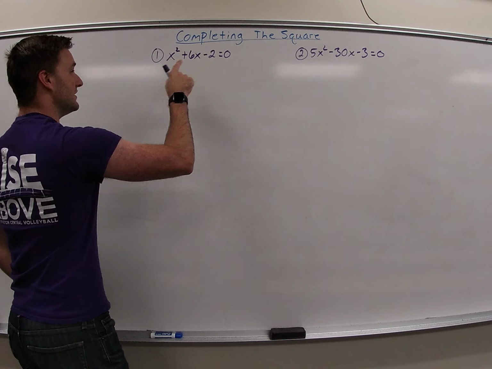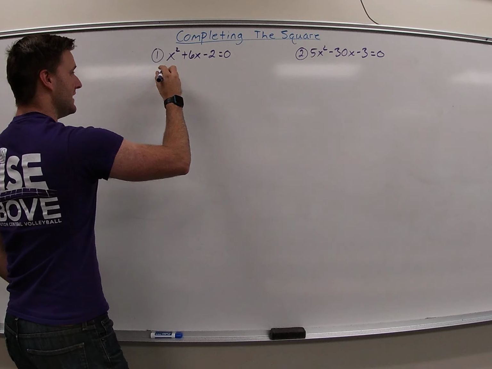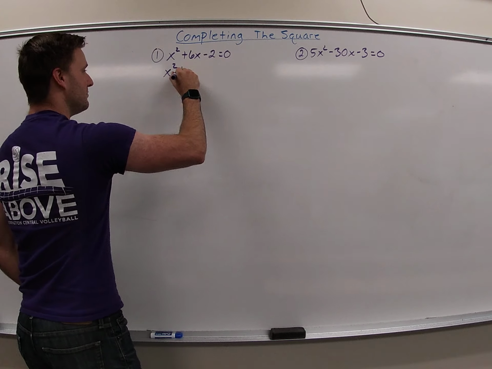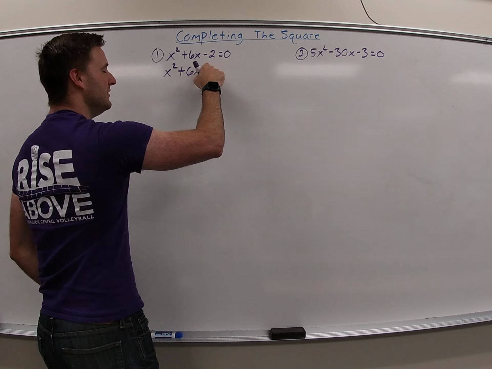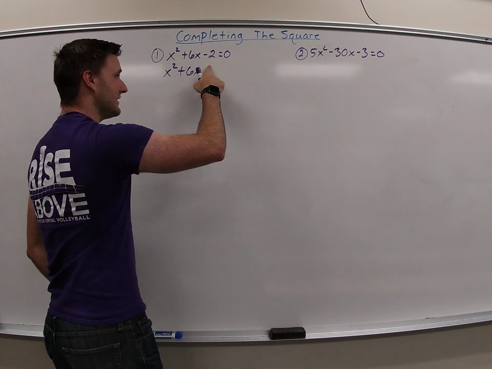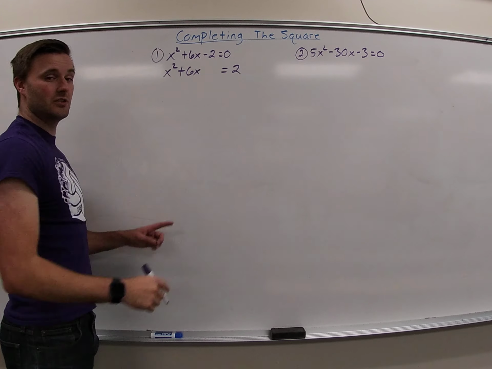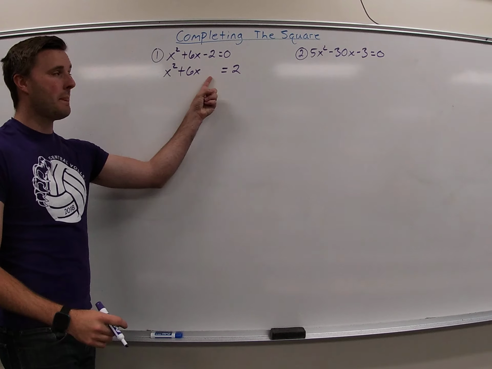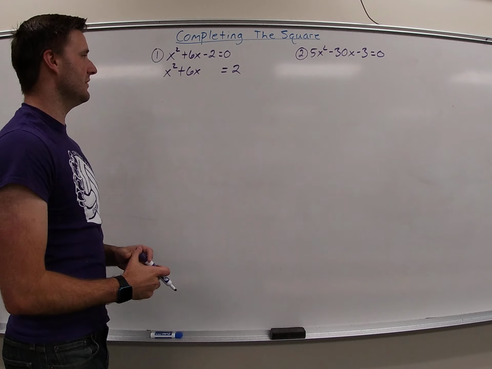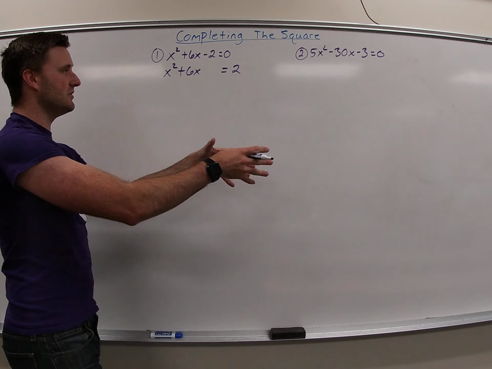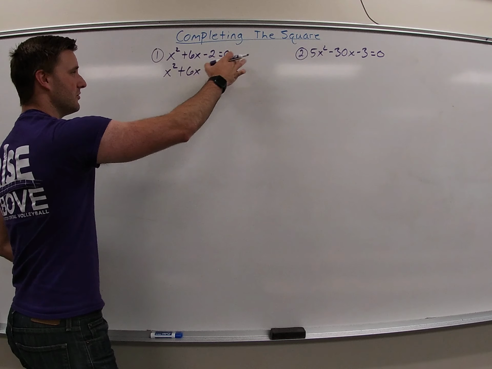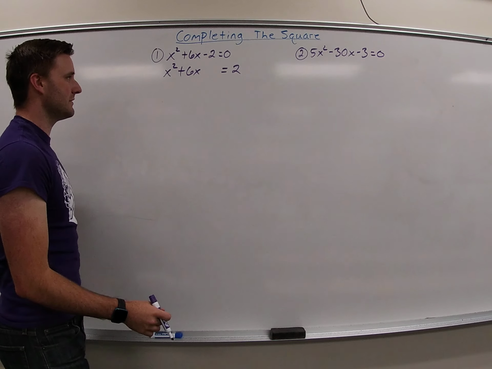What we need to do first is move our c term to the other side of our equation. So I'm going to say x squared plus 6x. I'm going to move this by adding 2. So opposite of subtracting 2 would be add 2 to both sides. I need to leave a space. So make sure you leave a space where c was. And then you're going to move that c to the other side. So when you move from one side of the equation to the other, you have to do the opposite function. So we're going to add 2 to both sides.